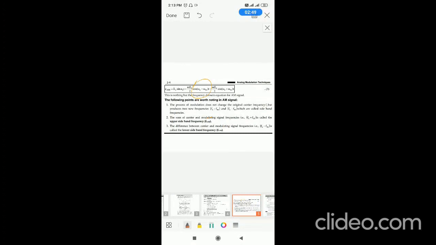With that you can derive the frequency spectrum also. This is the frequency spectrum. This is the carrier whose frequency is FC and amplitude is EC, and this is the upper sideband whose frequency is FC plus FM and whose amplitude is MEC by 2, and this is the lower sideband whose frequency is FC minus FM and amplitude is same as the upper sideband. Remember, always on the x-axis, frequency will be there for the frequency spectrum graph.